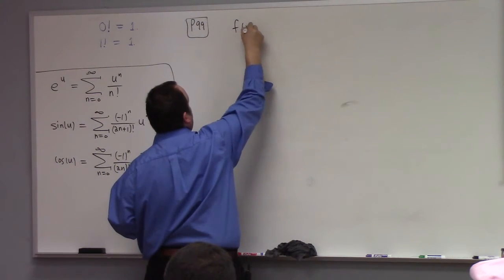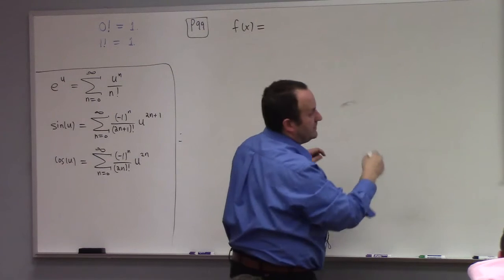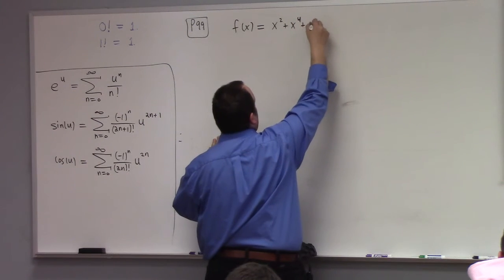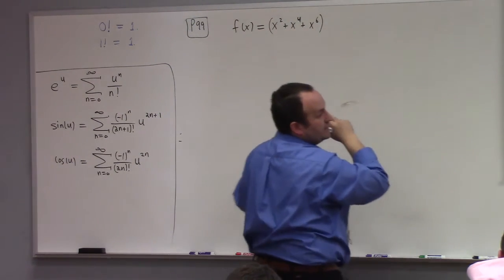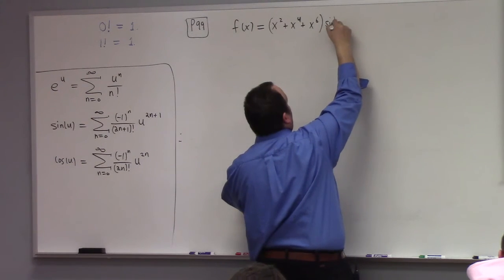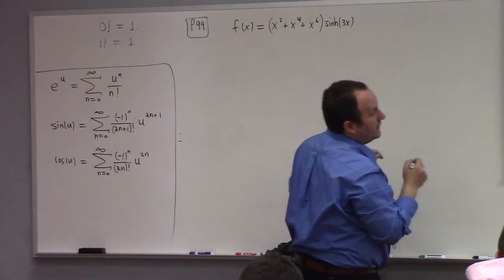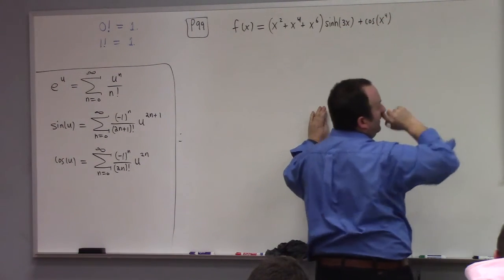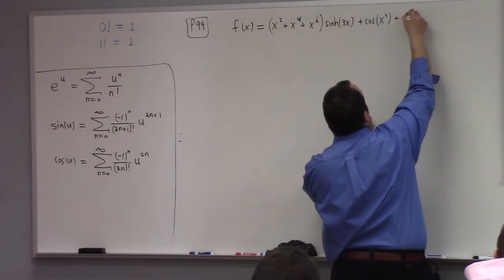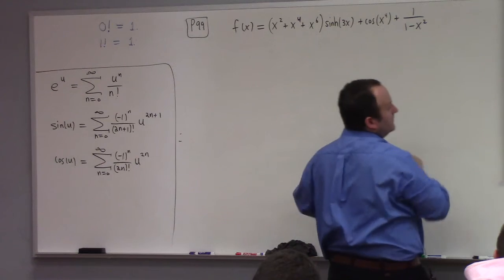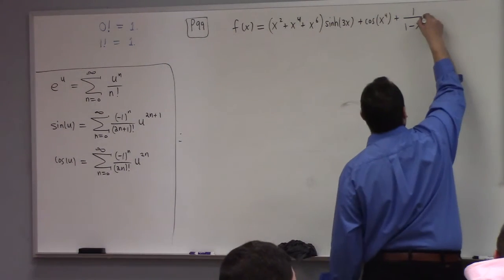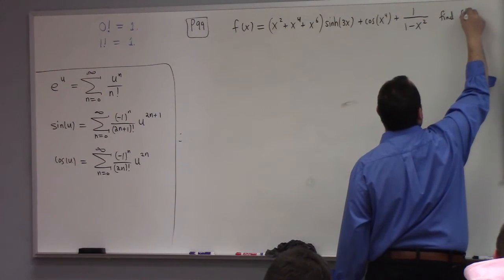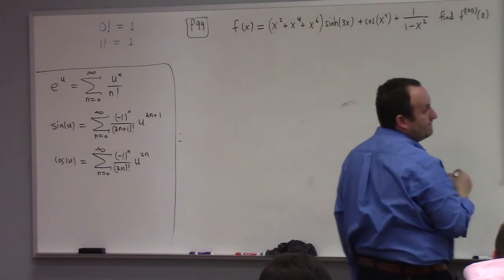So I've got this f of x, right? I've got x squared plus x to the 4th plus, what is it, x to the 6th, sinh of 3x, plus cosine of x to the 4th, great. And then plus 1 over 1 minus x squared. Great. And I'm supposed to find the 100th derivative at 0, right?